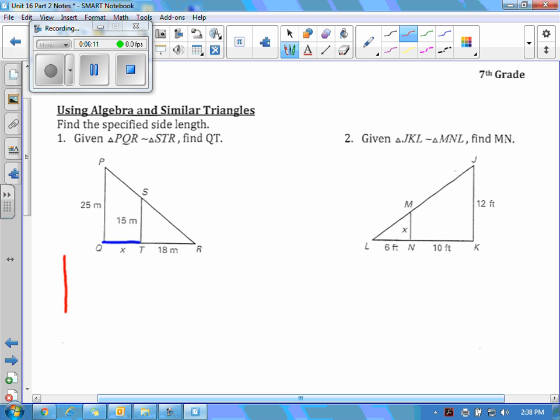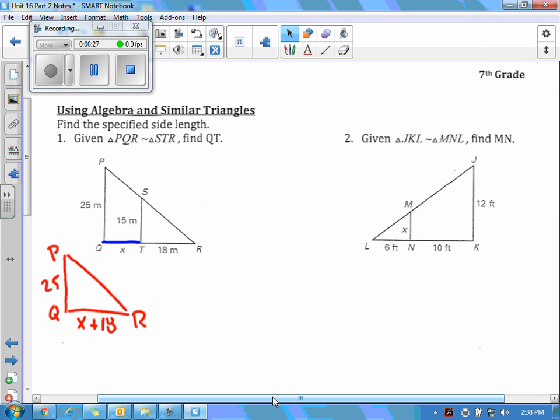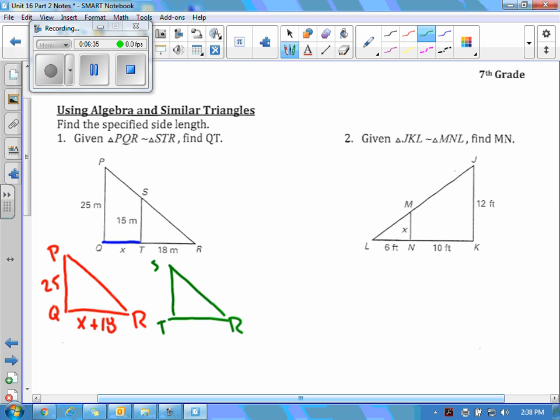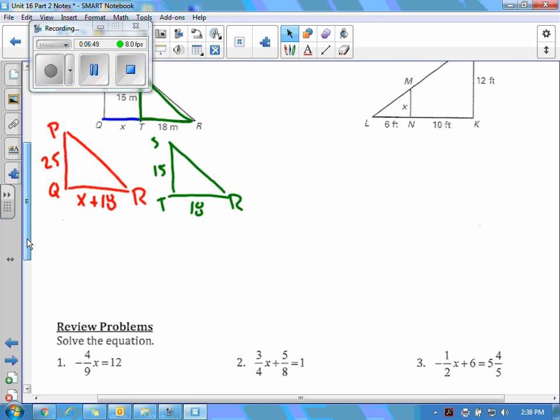My first triangle I'm going to draw is the bigger triangle. So that's PQR. And I know the measurements of that are 25, and then I have x and 18, so I'm going to write that as x plus 18. Then I'm going to draw my smaller triangle, which I'm not actually worried about drawing smaller. I just need to draw its dimensions, which would be S, T, and R. So this triangle right here is going to have a height of 15 and a base of 18. So now if you look, I have two similar triangles that I can make a proportion out of.